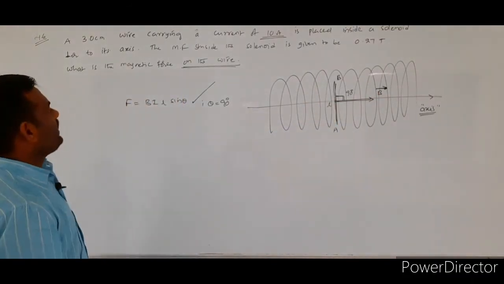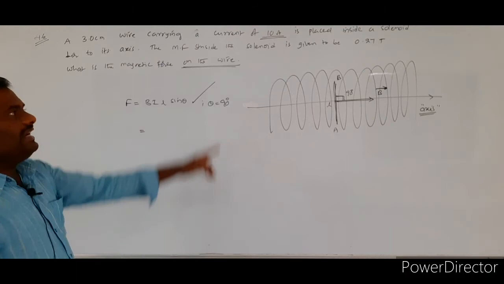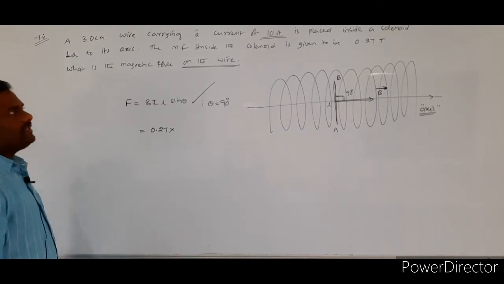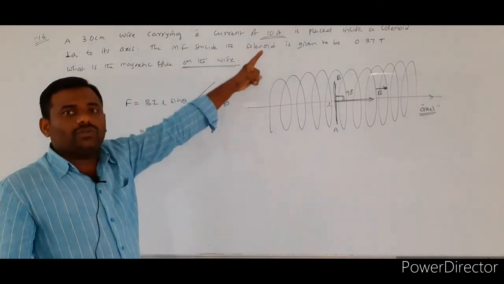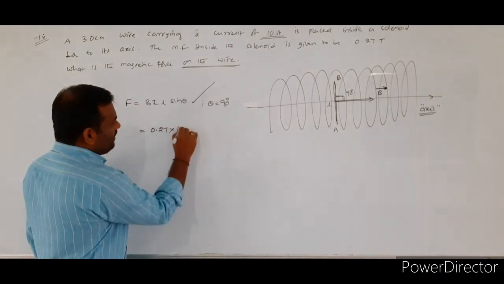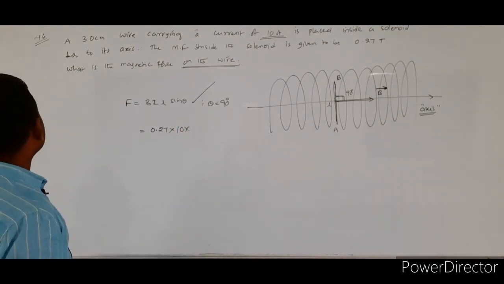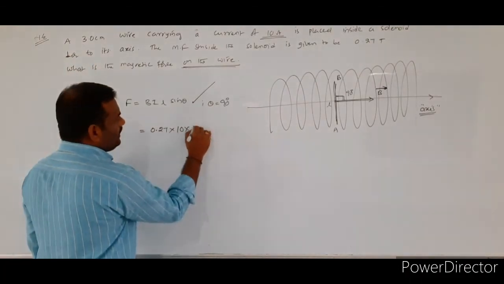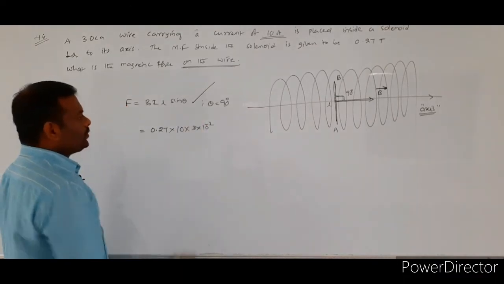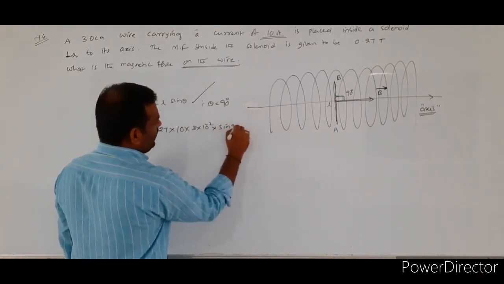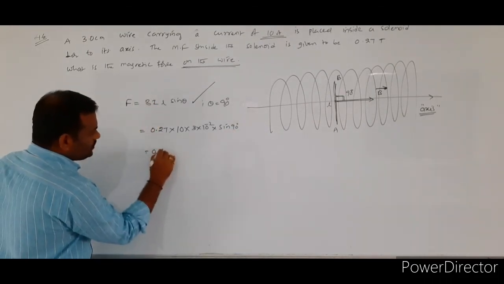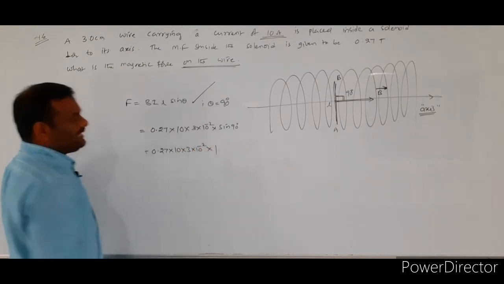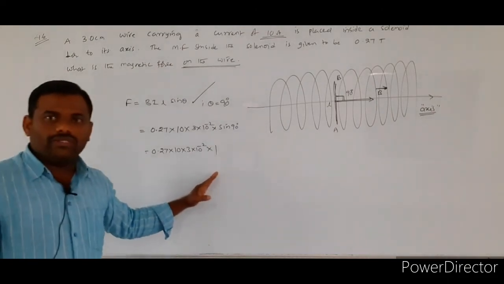Now simply substitute the values. What are the values given? The magnetic field intensity is 0.27 Tesla, and the current passing through the wire is 10 amperes. The length of the wire is 3 centimeter, that is nothing but 3 into 10 power minus 2 meter, and sin theta means sin 90. So this value is 0.27 into 10 into 3 into 10 power minus 2 into sin 90. Sin 90 value is equal to 1.